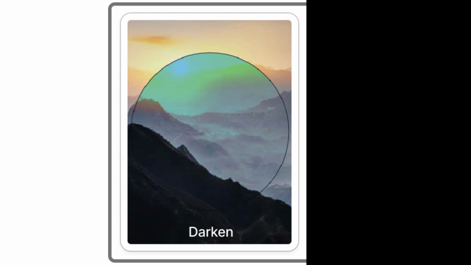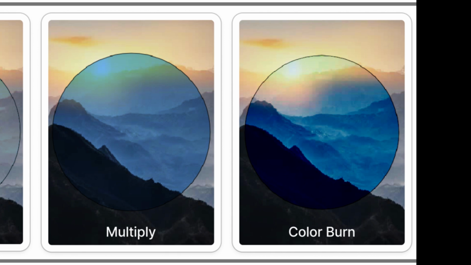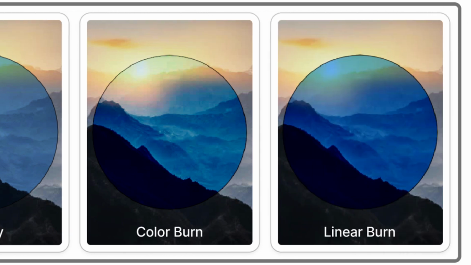Let's compare these with Darken and Multiply. Darken only compares pixels and keeps the darker one. Multiply blends smoothly by multiplying values, giving a natural ink effect. Color burn increases contrast and saturation in dark areas. Linear burn reduces brightness more evenly with flatter color.